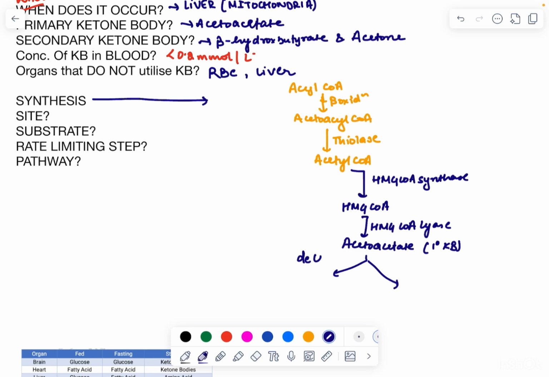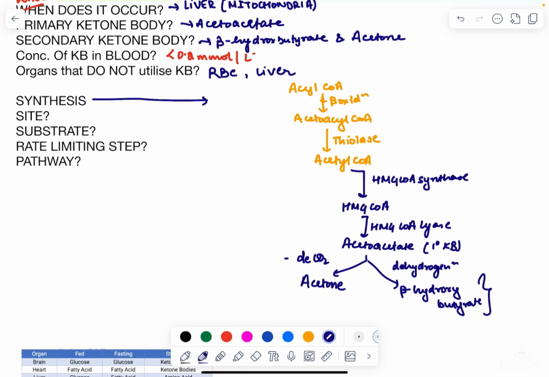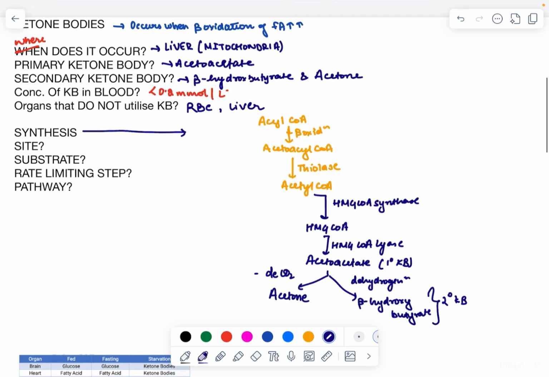Now from acetoacetate there will be two things: decarboxylation and dehydrogenation. When we do decarboxylation, we get acetone, and on dehydrogenation we get beta hydroxybutyrate. Both of them are secondary ketone bodies. All right, this much I have told you. So this is basically ketogenesis.